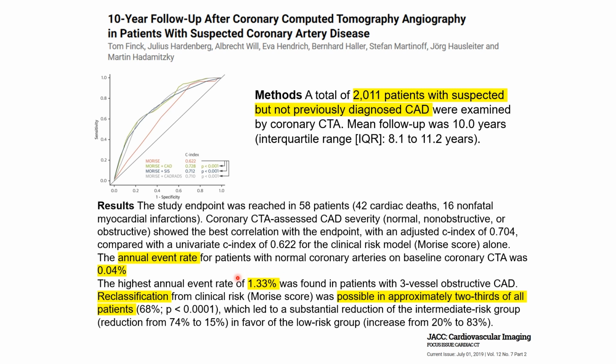And what they could do is they were able to reclassify people, much like with the calcium score. If you're not sure if you're low or high risk, the calcium score can give you some insight. Same thing with CT coronary angiography for the patients who have symptoms and risk factors for coronary disease.